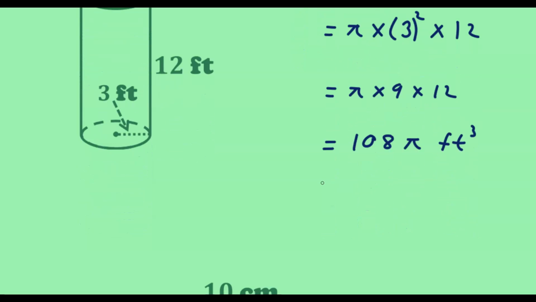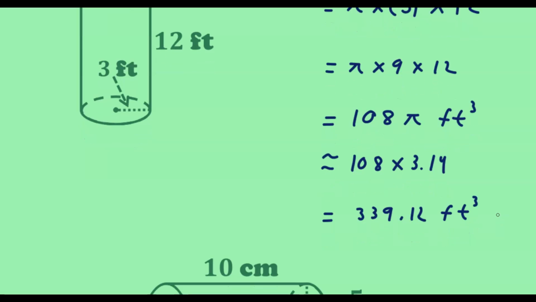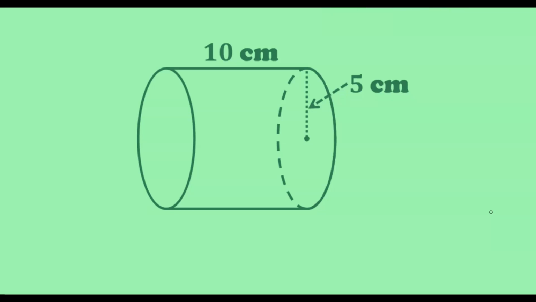And pi is approximately equal to 3.14, so let's substitute that value. And this is equal to 339.12. So the approximate volume of the given cylinder is 339.12 feet cubed. Let us consider this next cylinder.